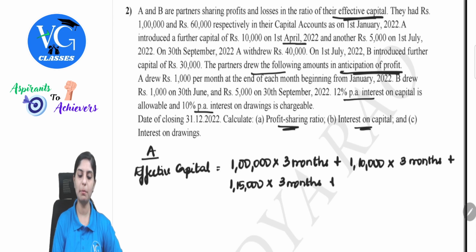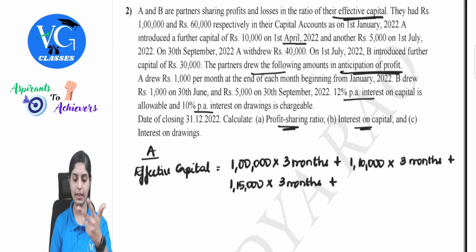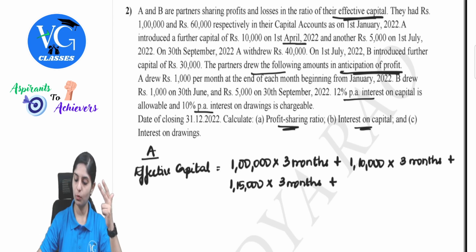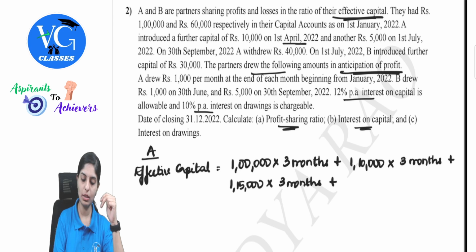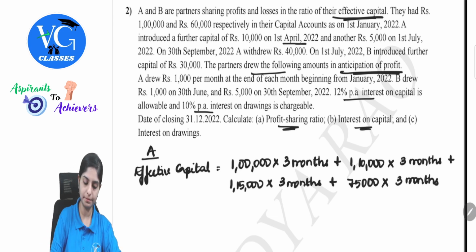Then on 30th September, A withdrew 40,000. So this was present in the business until 31st December. So October, November and December. 1,15,000 was last balance. So there was a withdrawal of 40,000. So the balance is now 75,000. This was for how many months? 3 months. So totally, if you see, there are total 12 months covered.